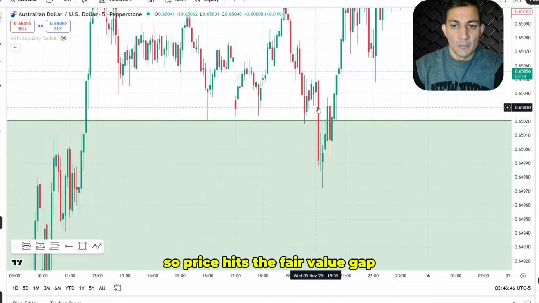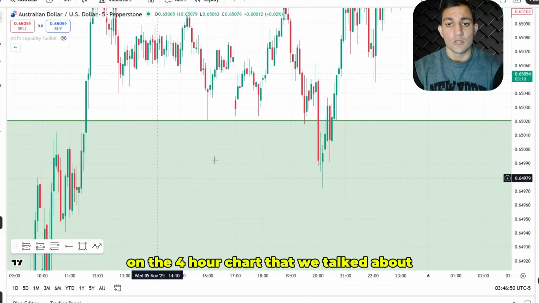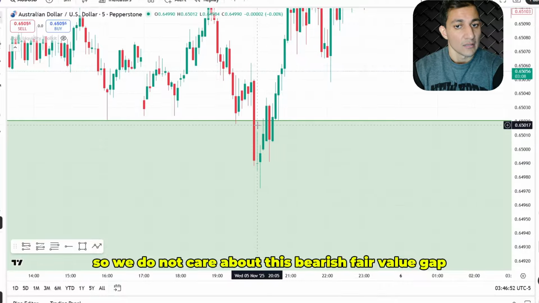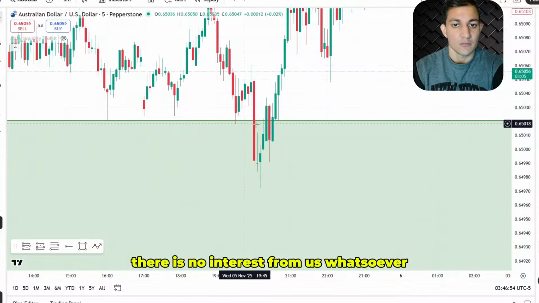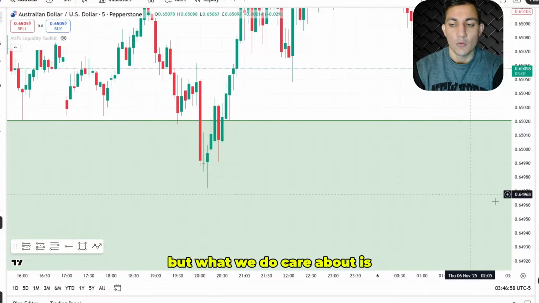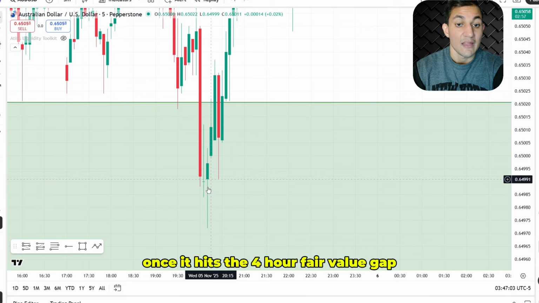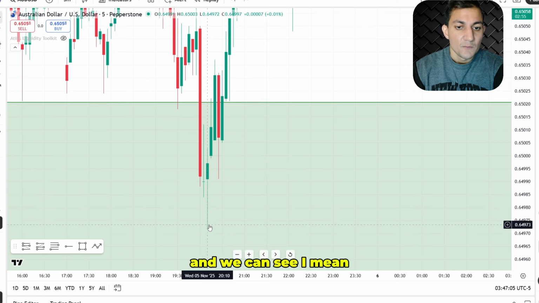So price hits the fair value gap. Remember, this is a bullish fair value gap on the 4-hour chart that we talked about. So we do not care about this bearish fair value gap, right? This is manipulation. There is no interest from us whatsoever. This is smart money forcing price into this 4-hour fair value gap. But what we do care about is we want to see what price does once it hits the 4-hour fair value gap. And we can see, look at this, right?